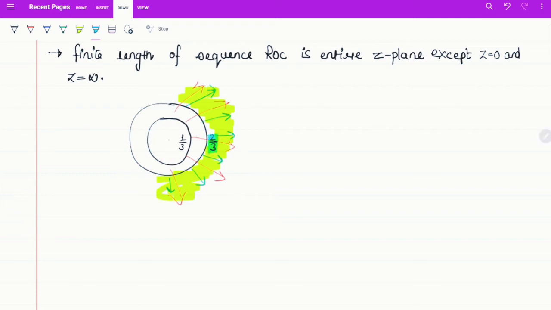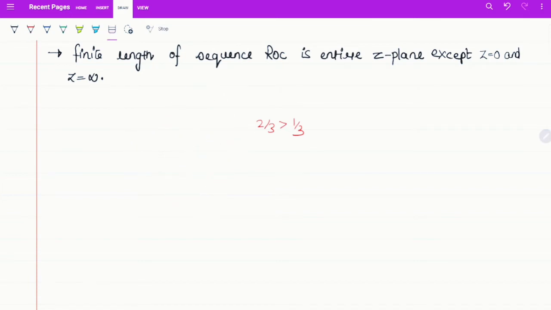So the ROC of a right sided signal is outside the circle whose radius is the largest pole in magnitude. Here 2 by 3 is larger than 1 by 3, so our region of convergence should be greater than 2 by 3. We cannot say the region of convergence is greater than 1 by 3. If you still have doubt, it will get clear when we solve the question, so don't worry about it. Just think you have two signals, and the region of convergence for both is outside the circle. Which one do we select? You need to select the largest pole.